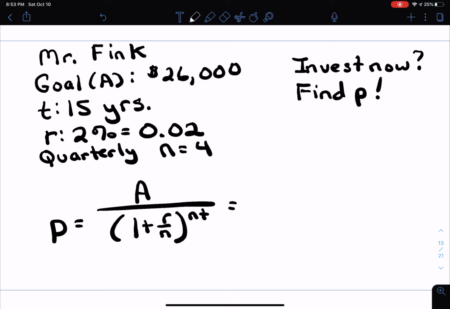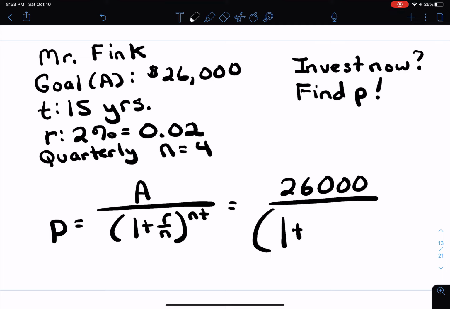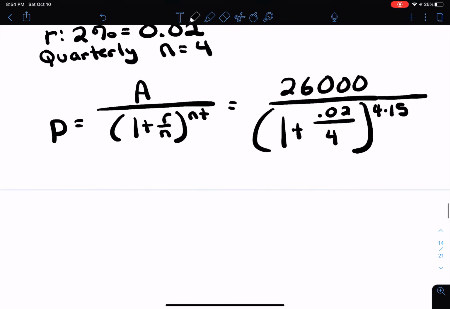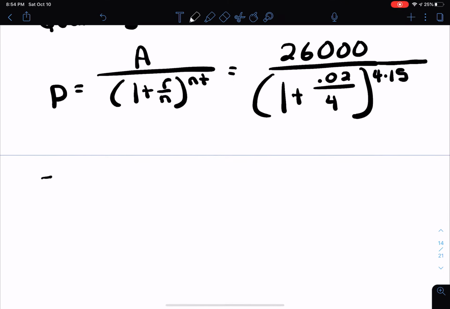So A is 26,000. That goes up top. R is 0.02. N is 4, raised to the 4 times 15. All right, so we got to do order of operations again.